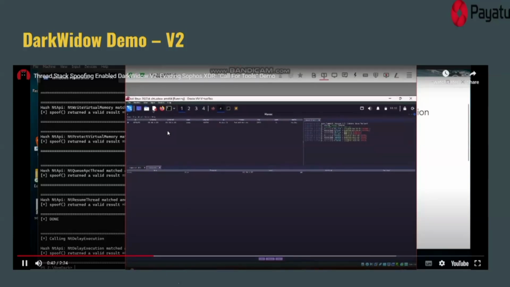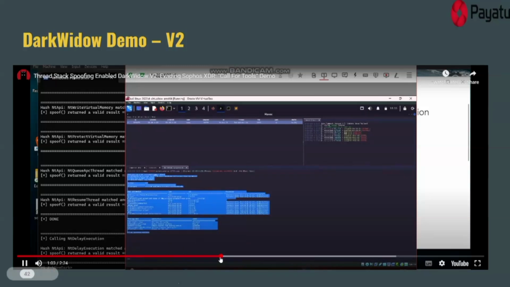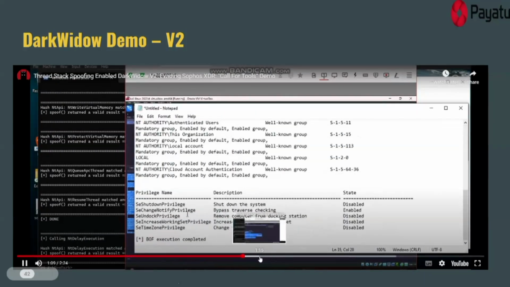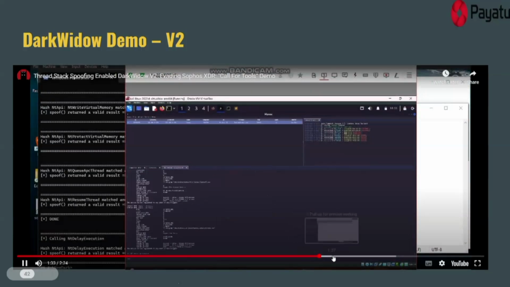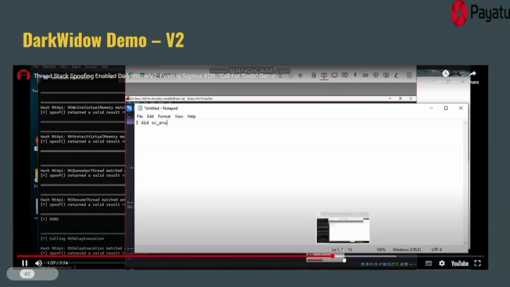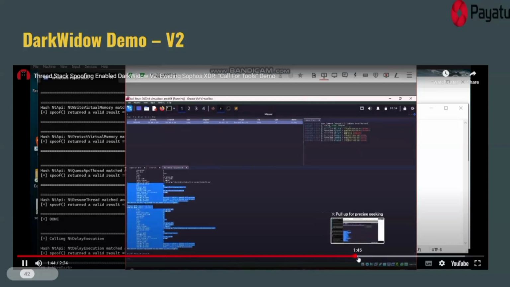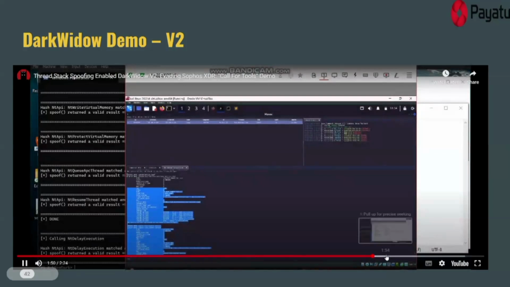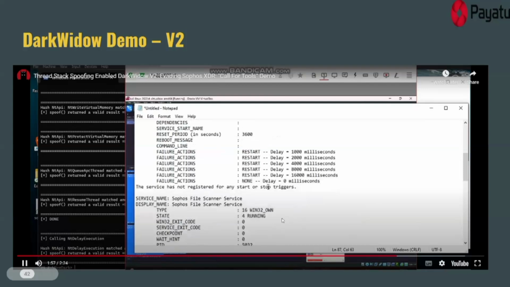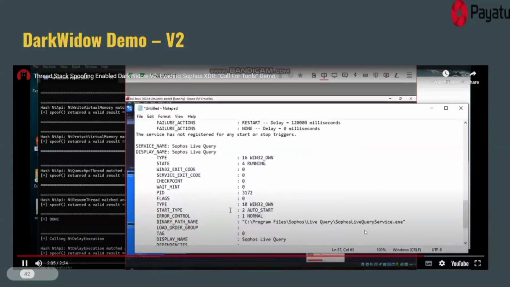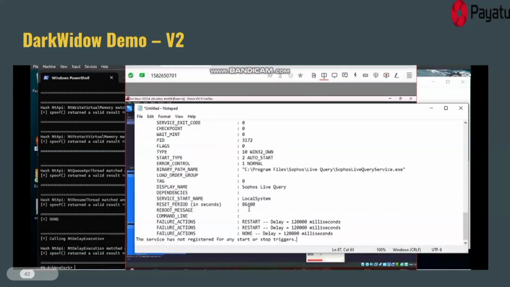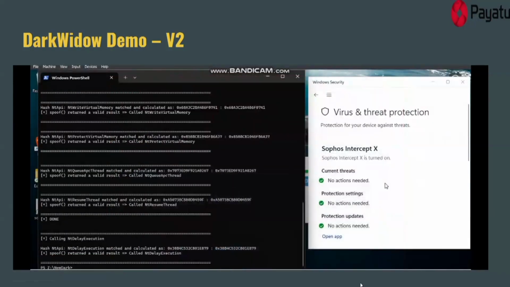I will be pasting all the commands from a notepad, and showing them because this is kind of small. I did whoami. You can see here. And I will be performing a service enumeration to show what services are running in the background, to showcase that Sophos is running. Yet it was not able to detect our malware. You can see here the Sophos file scanner is running in the background, and the Sophos live query service is also running in the background, but still it wasn't able to detect our implant. You can see again no notification came up.